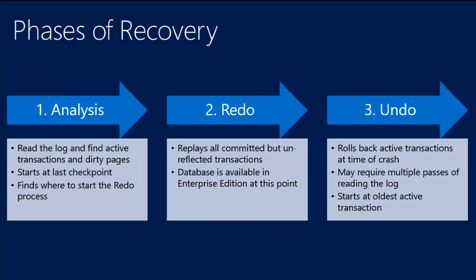If I am not in the Enterprise Edition, then I have to wait till the undo process completes. The undo process looks at our in-memory representation of transactions that have not yet been committed, and we have to roll those transactions back. If I'm in Enterprise Edition, I just have a background thread that goes and performs this process. If I'm not in Enterprise Edition, SQL Server has to wait till all of those transactions have been rolled back. Once that's done, my database is online and I'm able to service requests.